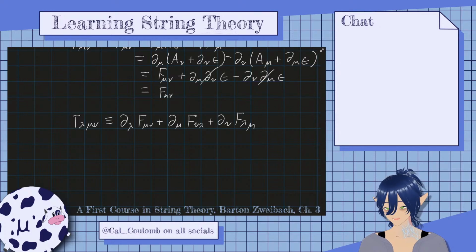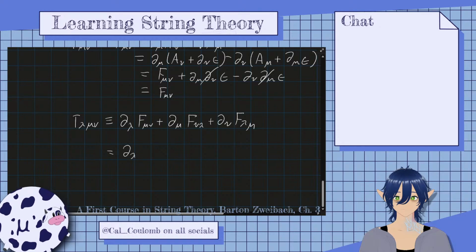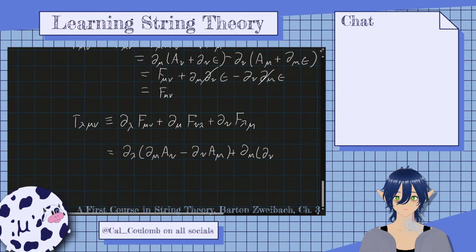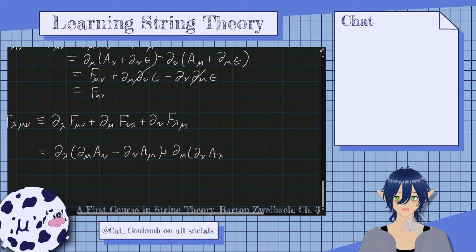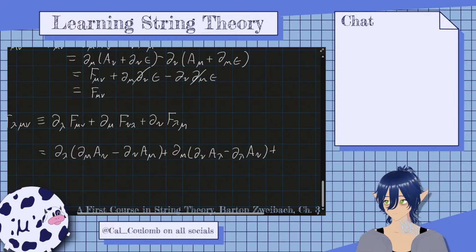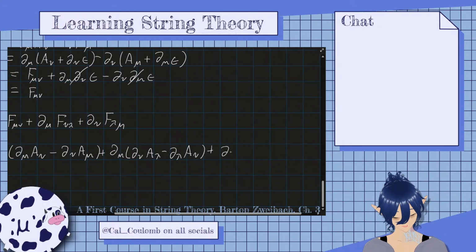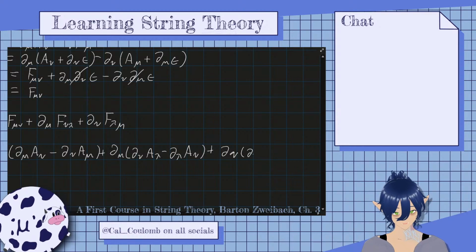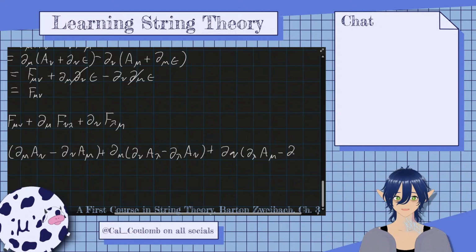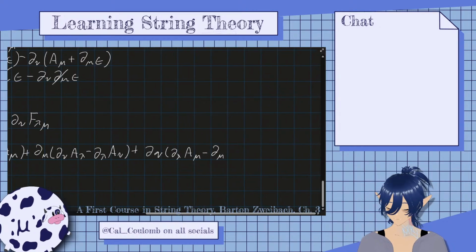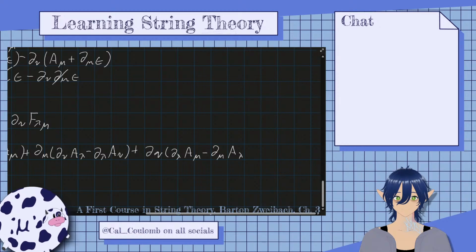T lambda mu nu vanishes identically on account of 3.15 because we have partial lambda times partial mu A nu minus partial nu A mu, plus partial mu times partial nu A lambda minus partial lambda A nu, plus partial nu times partial lambda A mu minus partial mu A lambda, is equal to 0. Gosh, this is a long one.